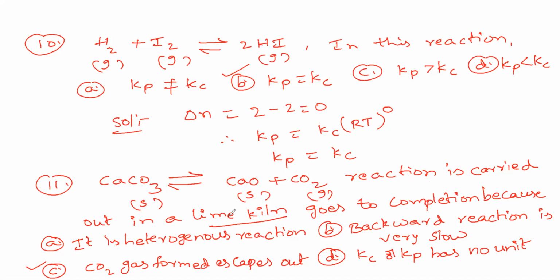Since lime kiln is an open vessel, it is not possible to get back calcium carbonate again. That's why the reaction is completed. If the reaction is at equilibrium, the reaction never completes. To keep the reaction at equilibrium, we have to do this reaction in a closed vessel, not in an open vessel like lime kiln. If this reaction is done in a closed vessel, the reaction will never complete. But as we are doing it in lime kiln, an open vessel, carbon dioxide gas formed escapes out. So the reaction goes to completion.